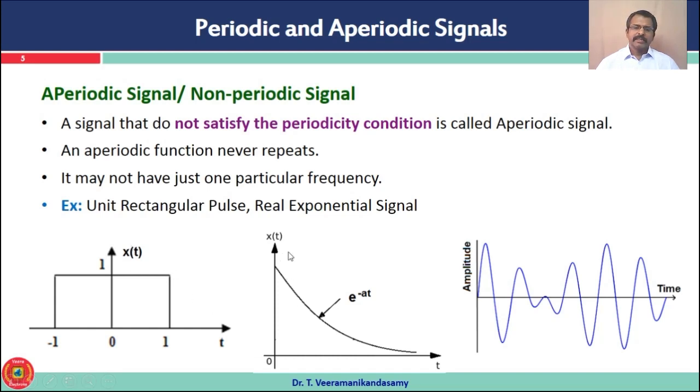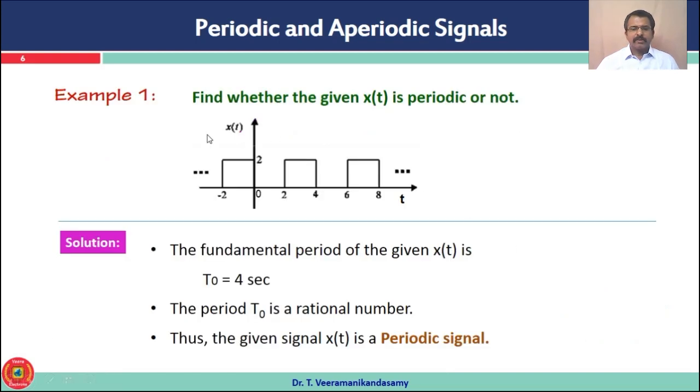If you consider the real exponential function, e power minus at, it is a decaying exponential function. Here any part of x of t is not repeated again throughout the time variable, so the real exponential signals are non-periodic signals. Sometimes the signal may not have just one particular frequency, so consider this third signal. Each envelope has a different time period, so it should not be a periodic signal. Then we'll discuss the problems regarding periodic and aperiodic signals.